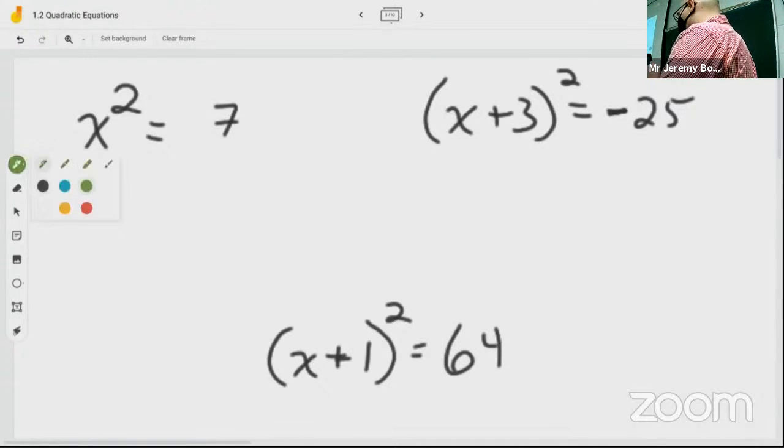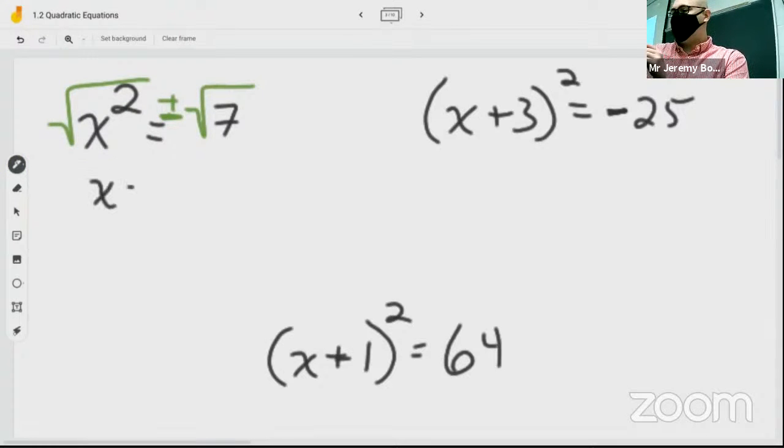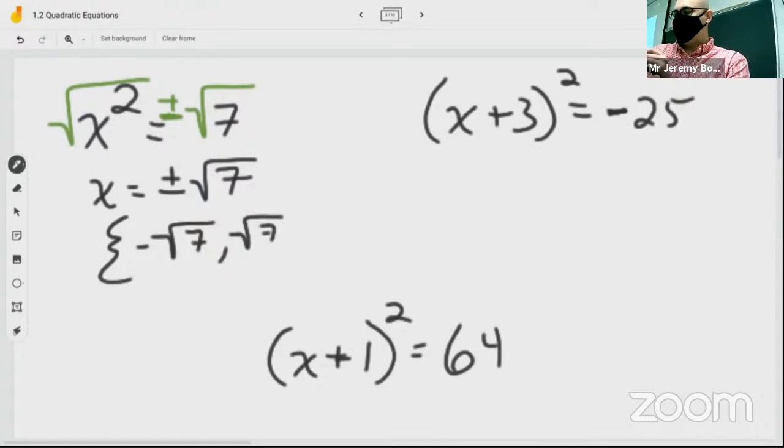So the first one, x squared is equal to 7. It's just an x squared on one side, non-negative on the other side. So all we gotta do is take the square root of both sides. Remember plus or minus there. So we're gonna get that x is equal to plus or minus square root of 7. And so my solution set will be negative square root of 7, positive square root of 7. Any questions on that?